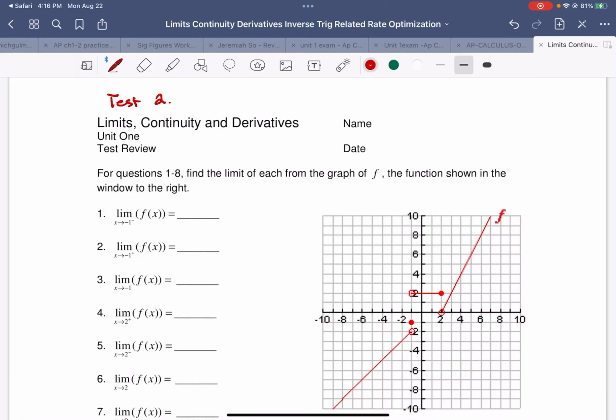This is the second test for limits, continuity, and derivatives. I uploaded the other test review for the same topic. So if you want to study, you can go ahead and look at the other one too.